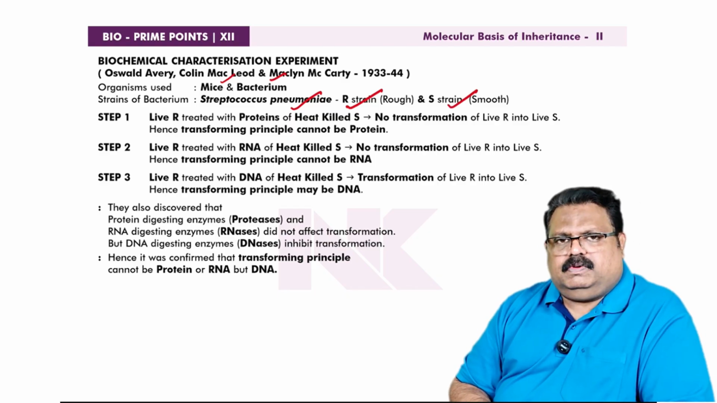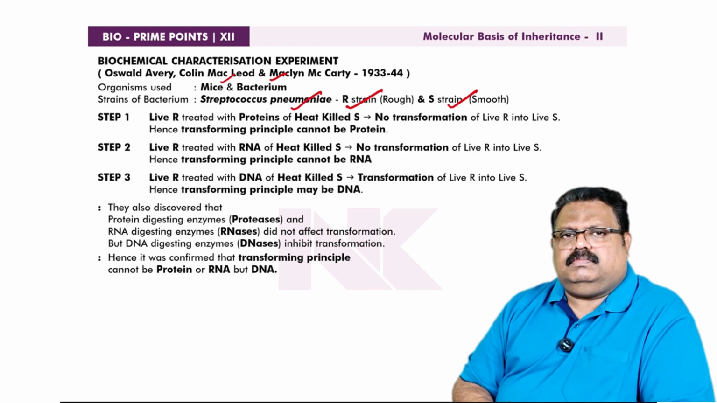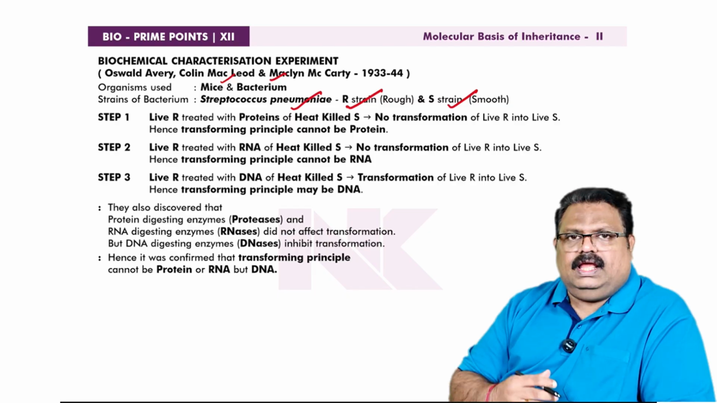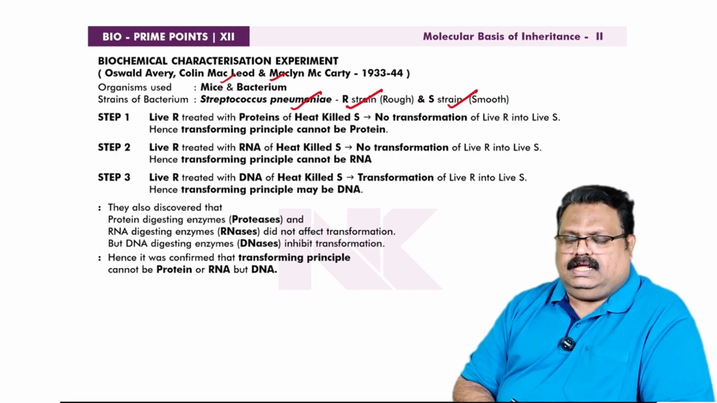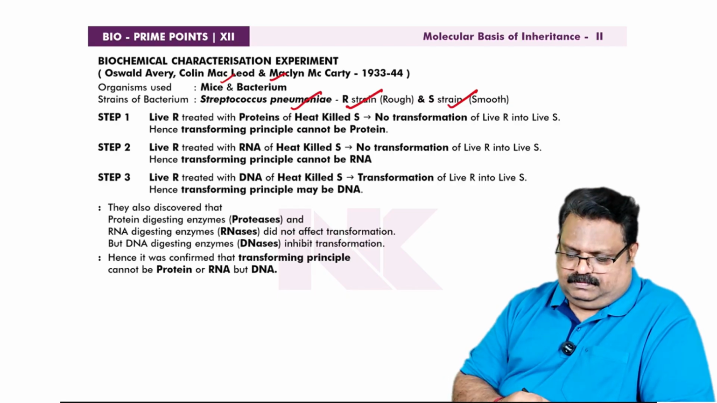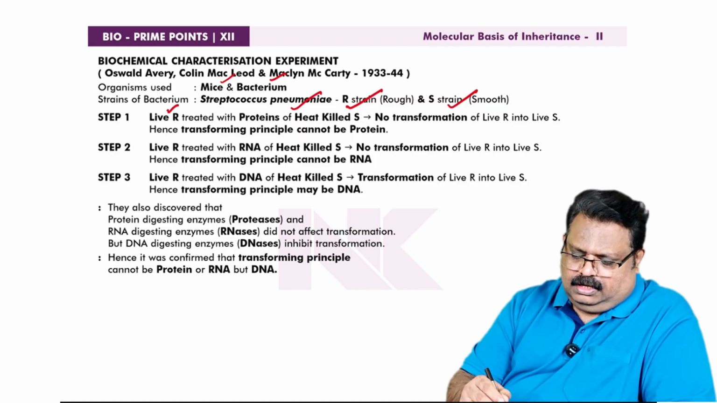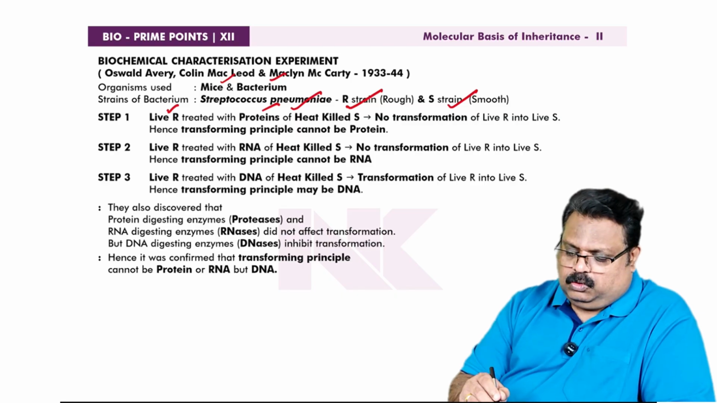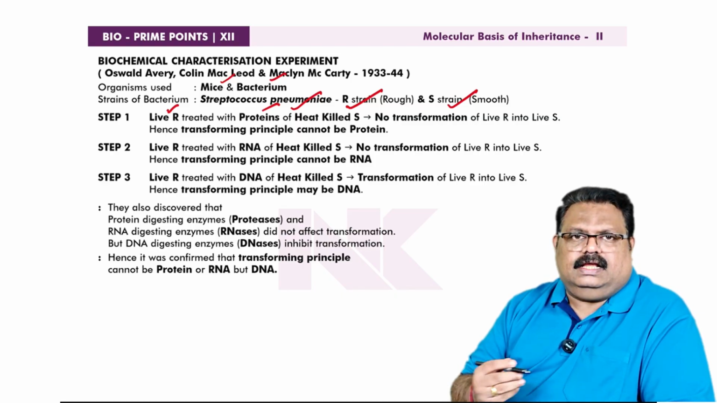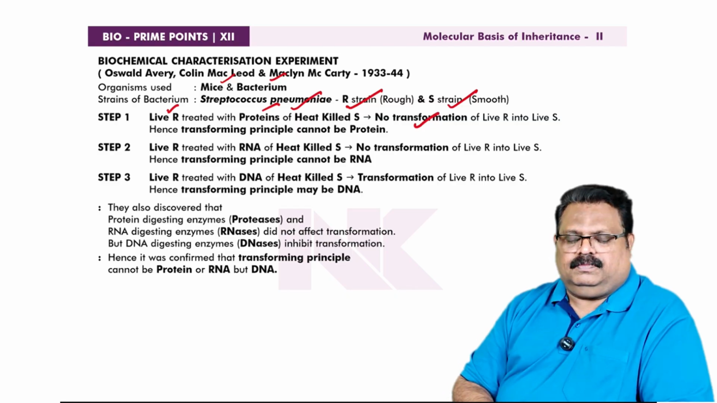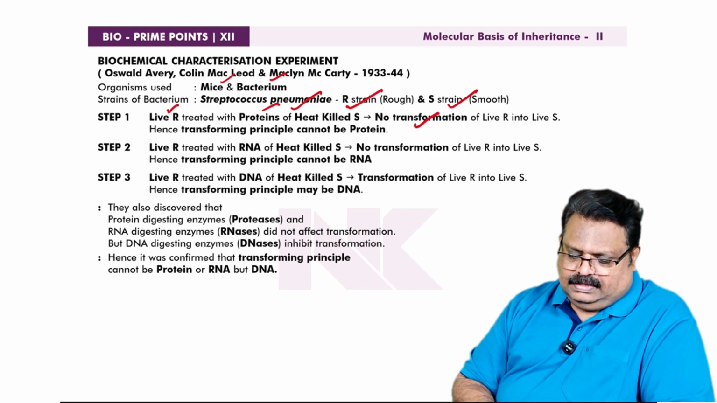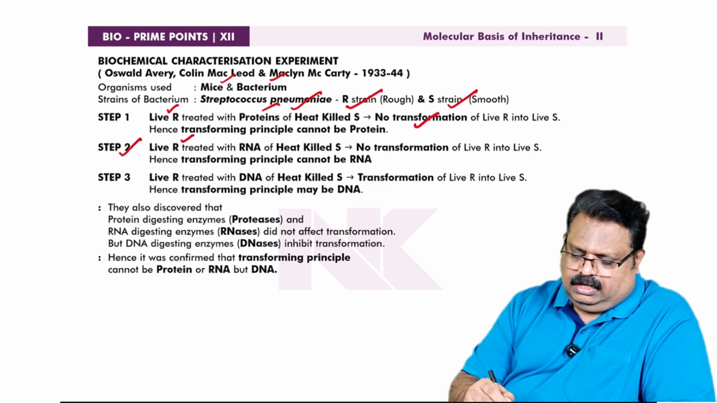As per Griffith's experiment, some chemical from the heat-killed S transformed live R into live S, isn't it? So they isolated the chemicals from the heat-killed S and injected them one by one. In the first step, live R was mixed with the proteins of the heat-killed S and the experiment was conducted. But there is no transformation. That means the transforming principle cannot be the protein of the heat-killed S. Then in the second step, they injected live R with RNA taken from the heat-killed S.